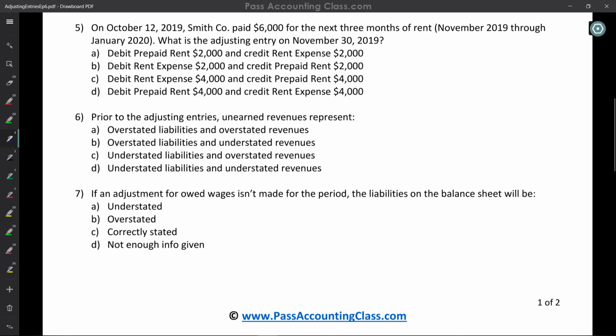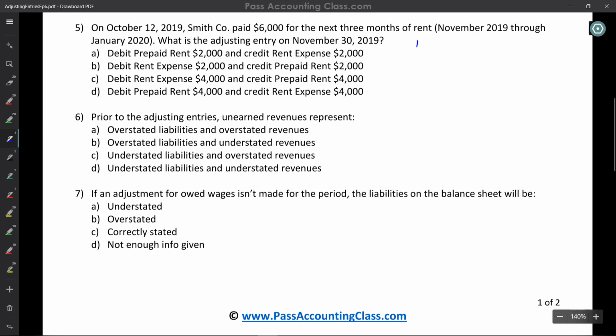Debit rent expense $4,000 and credit prepaid rent $4,000, or debit prepaid rent $4,000 and credit rent expense $4,000. So a lot of times when I have a transaction like this, I like to record the very first transaction. By that, what I mean is, on October 12th, what would the journal entry look like?